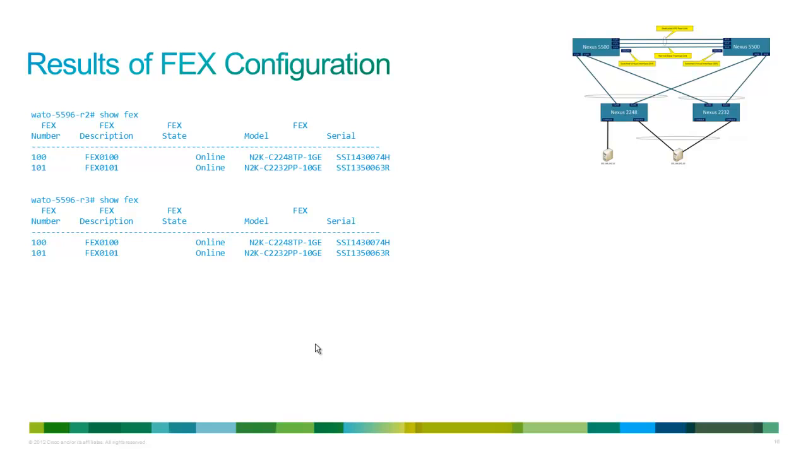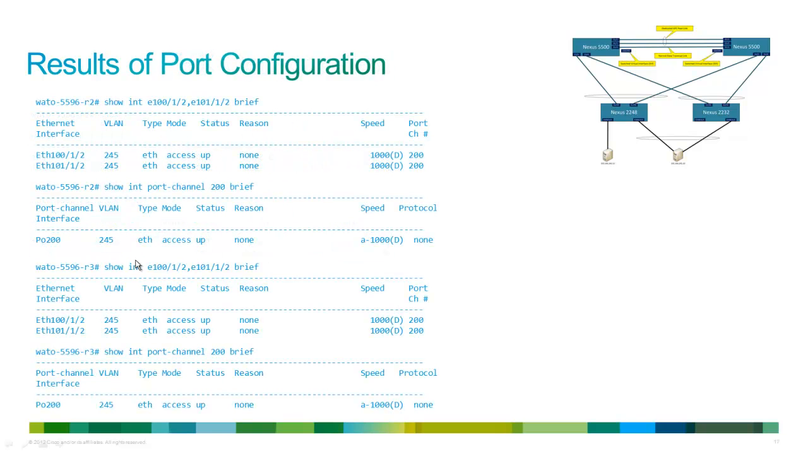Okay, so the results of the FEX configuration show that the FEX 101 is online. And it's a 32 port 10 gig FEX. It shows the serial number, same thing on the other side. And then the port configuration shows my two ports are in VLAN 245 and they're up at 1 gig speed on port channel 200. And then if I do a port channel 200 show interface, I get the name of the port channel. It's in VLAN 245 and it's up and its speed is 1 gig. And then the same thing on the other side. And that's it.